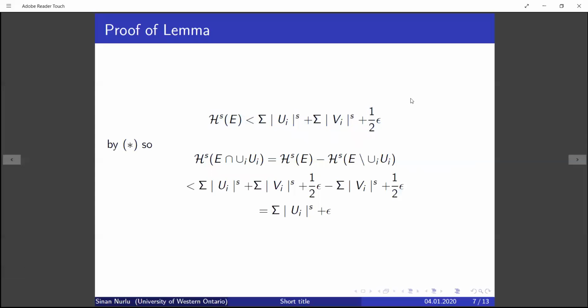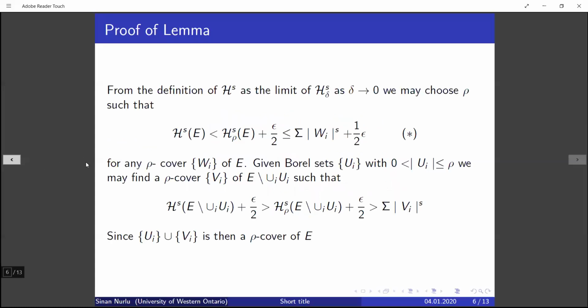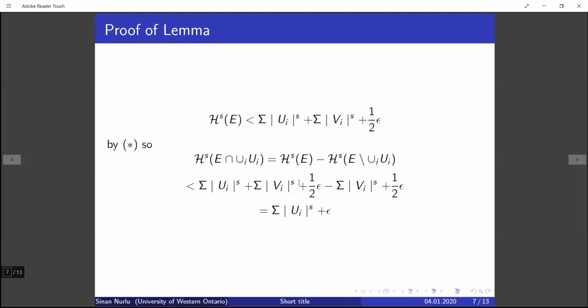And since E has finite measure, we can write E as E intersection the union of Uis like this, because it's a measure. And then the rest is simply plugging in the identities we have found so far. So for the Hausdorff measure of E, we have this identity. We plug in this one. And for this one, E difference the union of Uis, we have this identity. This guy is larger than this one. So if I plug it in, we have this. So things cancel and we're left with this. So this is the desired inequality, because this is what our lemma states anyway. So we're done with the lemma, we've proved it.